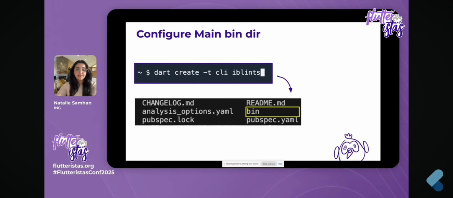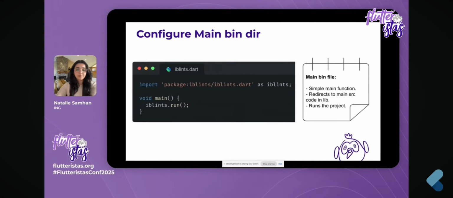So let's take a look at the bin executable file. This will be a very simple file that is the main function that redirects to the main source code in the library. And this calls the plugin and runs the project.